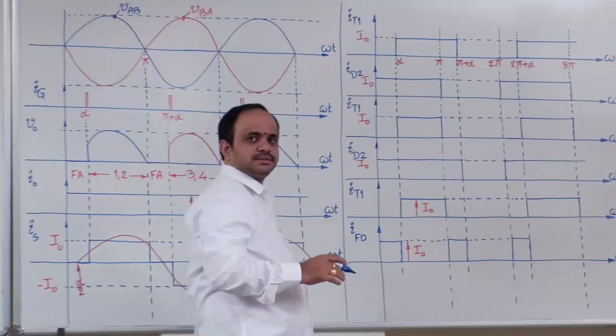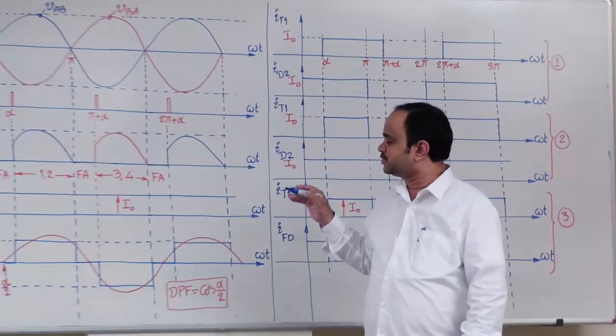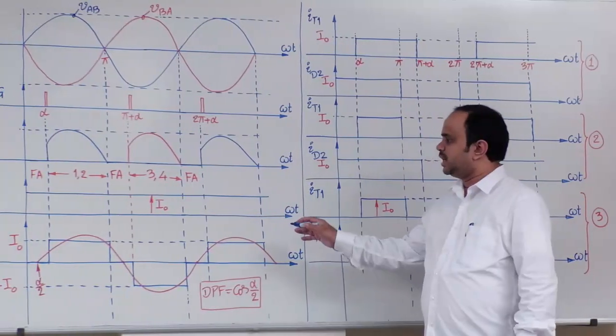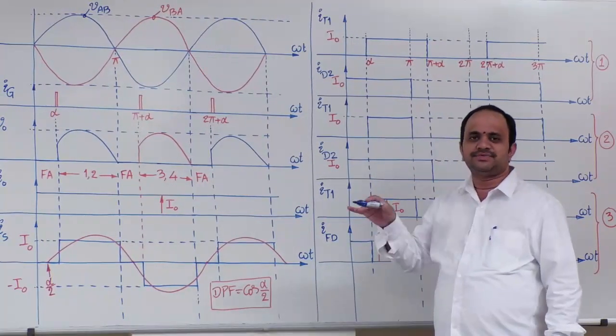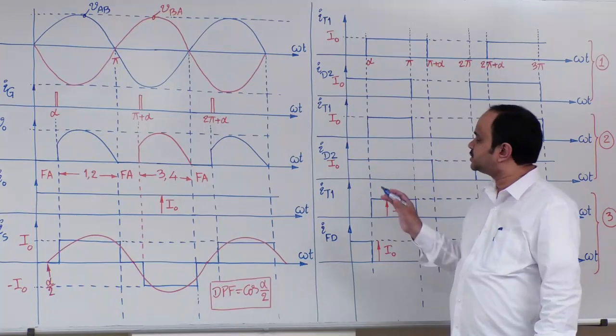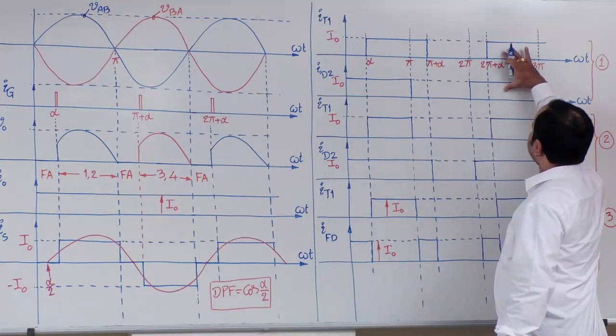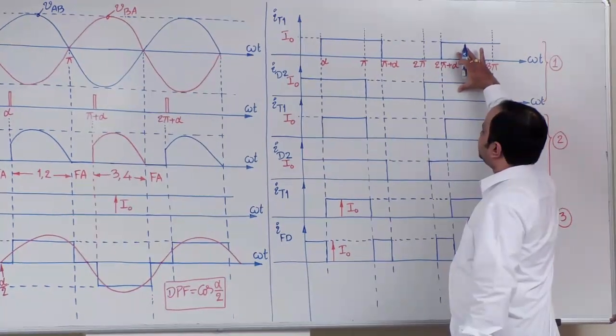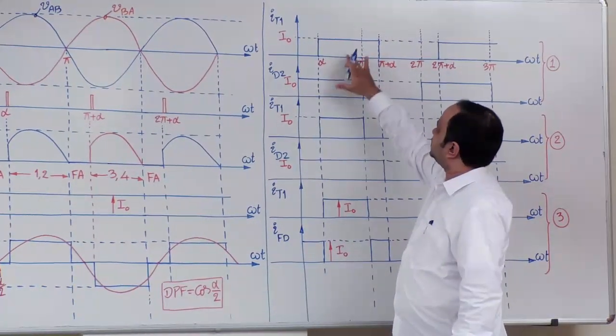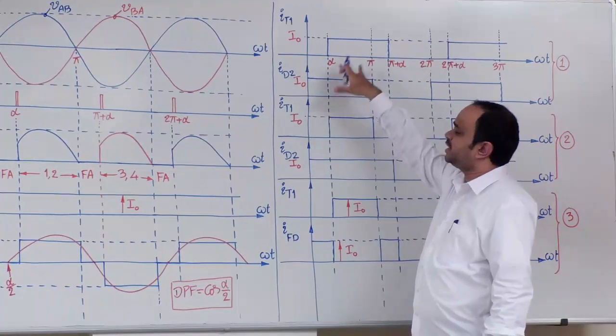Now let us look into configuration wise calculations. Till now we discussed common calculations for the three configurations. Now let us go with the configuration wise. So if you look into these two waveforms, I can understand that conduction angles vary from interval to interval.